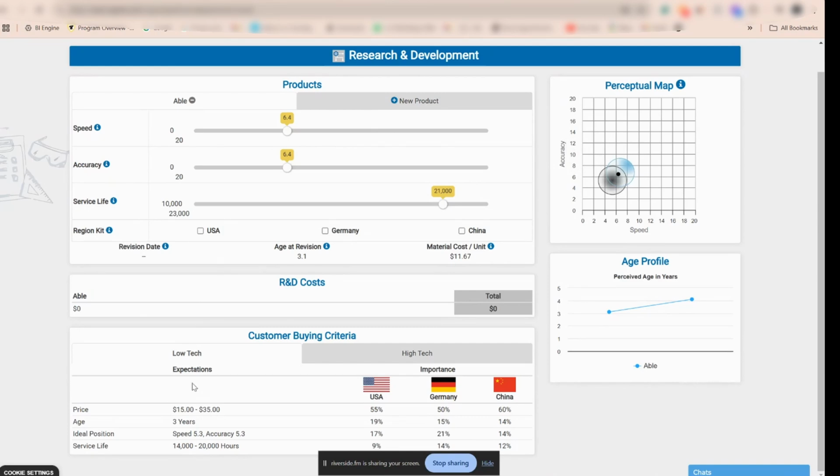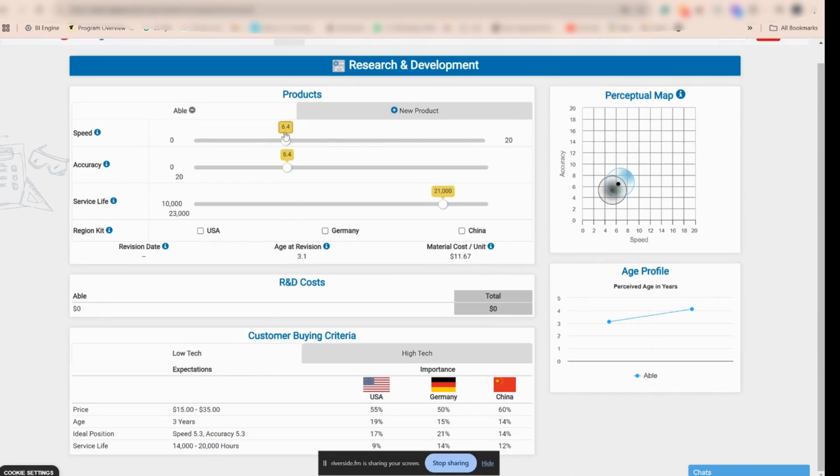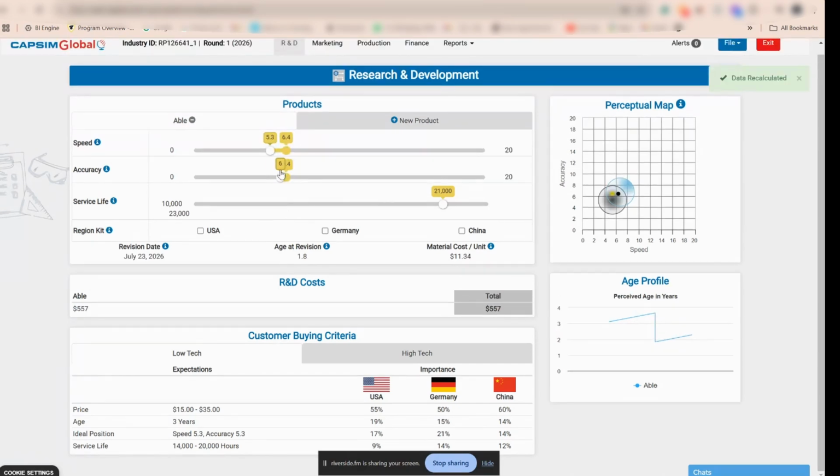So the ideal position, I'd rather focus on the low tech market mainly, which is 5.3, accuracy 5.3. Now, if I do that, I want to show you something, right? The revision date will be in October 2026. What this means is no changes will occur until October 2026. That means from January 2026, the product remains the same until October 2026 before this change happens.